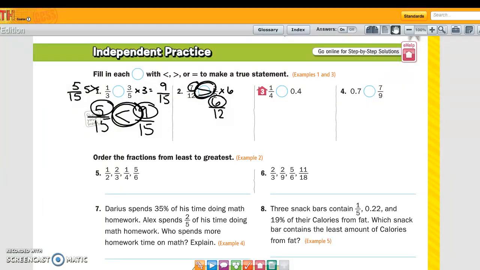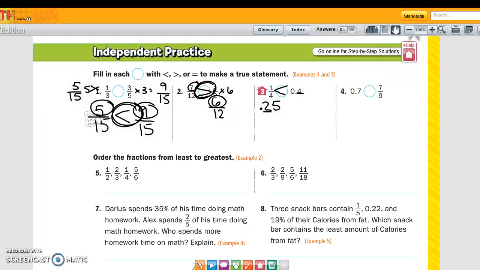This next one is a little bit more difficult because one is a fraction and one is a decimal. I am going to change them both into decimals, and I know that 1/4 is 0.25. If you have that memorized, you don't need to show it. So let's look at the 10th place number. We have a 2 and we have a 4. A 2 is less than a 4, so we're going to put a less than sign.